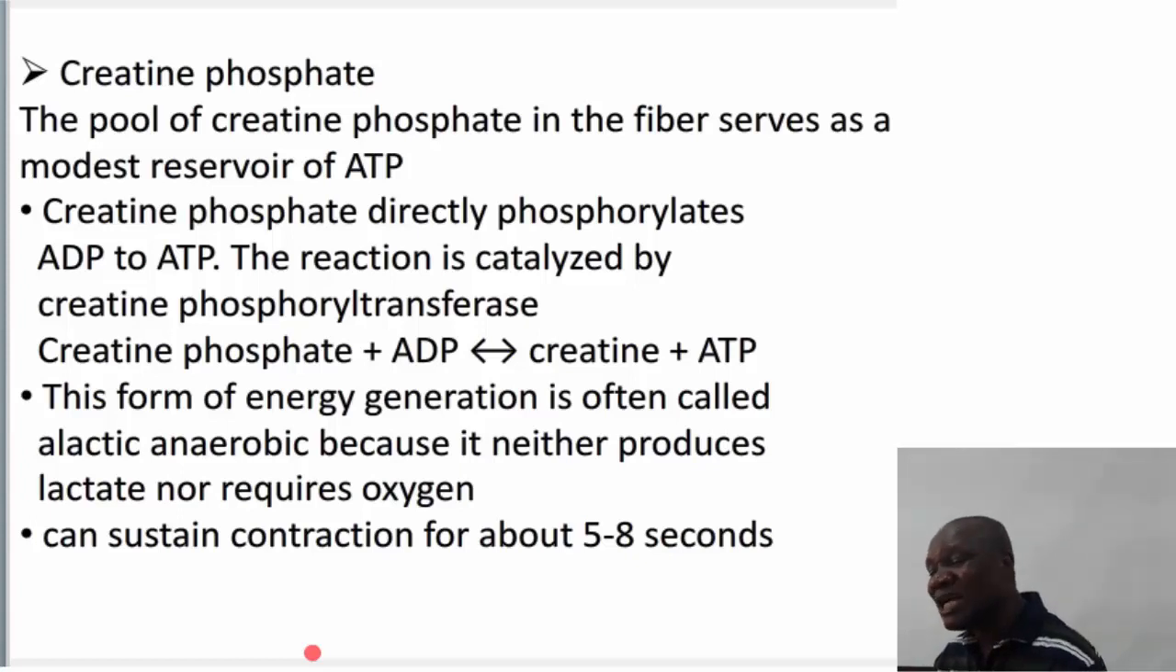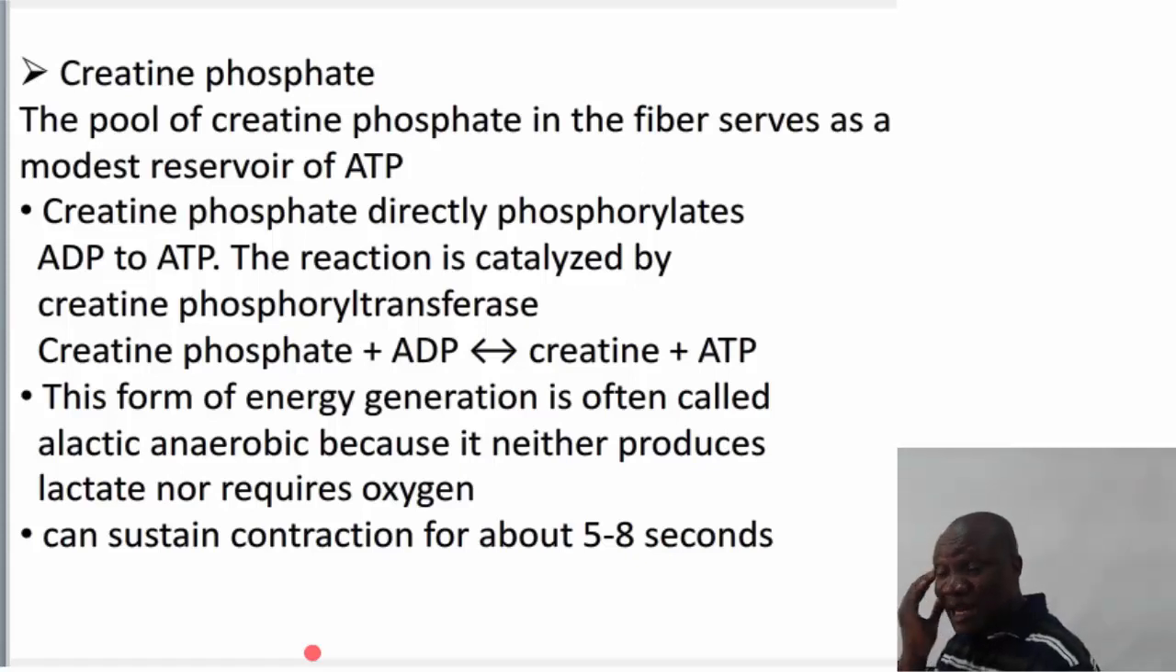Alactic because no lactic acid is produced, and anaerobic because no oxygen is utilized. Now, this source of energy supply can sustain contraction for about just 5 to 8 seconds. So we have creatine phosphate readily available. The creatine phosphate will phosphorylate ADP to get ATP, which can be utilized.